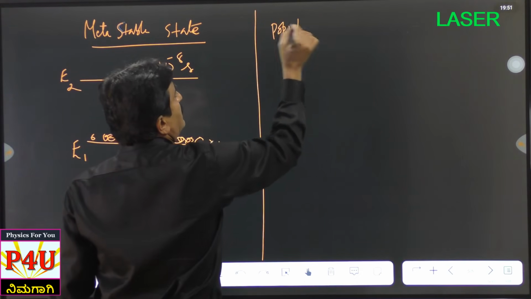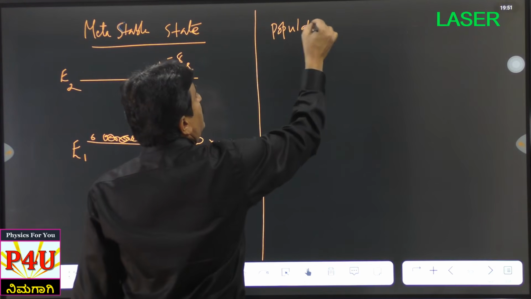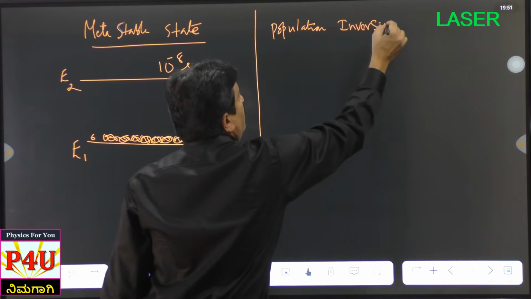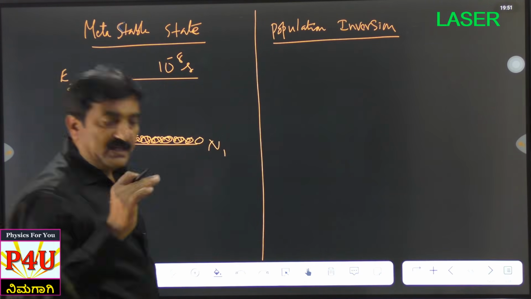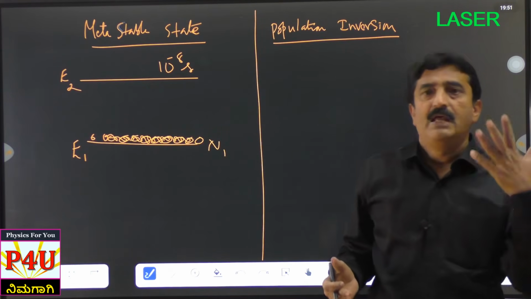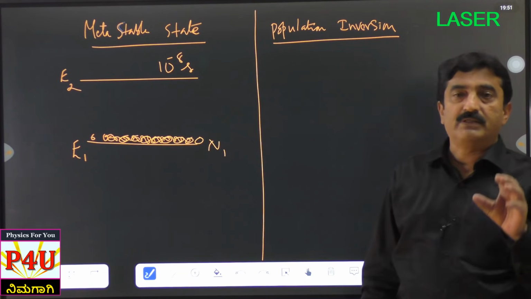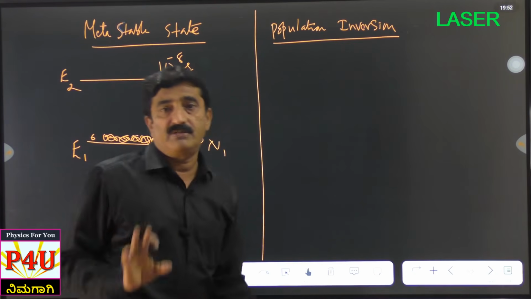I am going to use several terminologies here: metastable state, population. All these are terms associated with laser. Population, population inversion, pumping process, active medium, resonance cavity, gain medium. All these are the terminologies associated with laser. Metastable state, population inversion, active medium, resonance cavity, these are all words that come up in laser. Now let's first come to the metastable state.